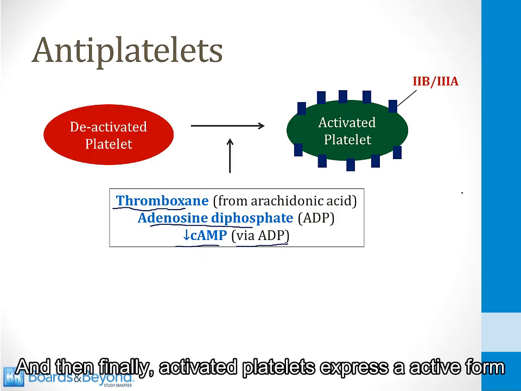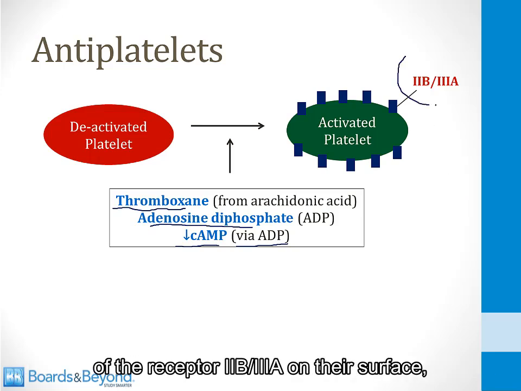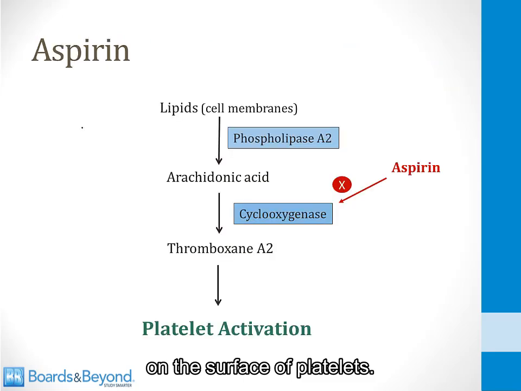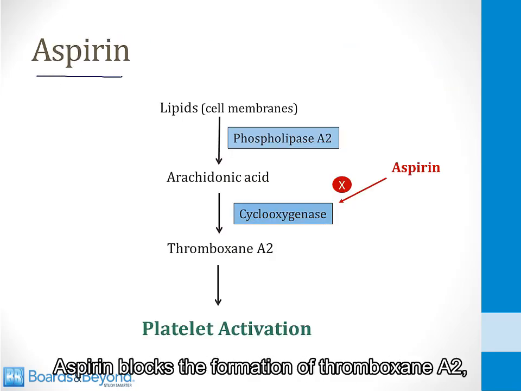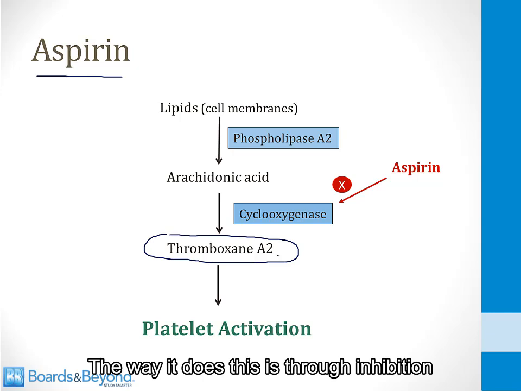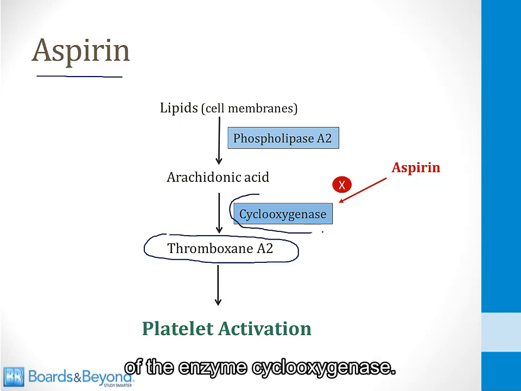And then finally, activated platelets express an active form of the receptor 2B3A on their surface. So there is one class of drugs that blocks this receptor on the surface of platelets. So let's start by talking about aspirin. Aspirin blocks the formation of thromboxane A2, which is a very powerful activator of platelets. The way it does this is through inhibition of the enzyme cyclooxygenase.